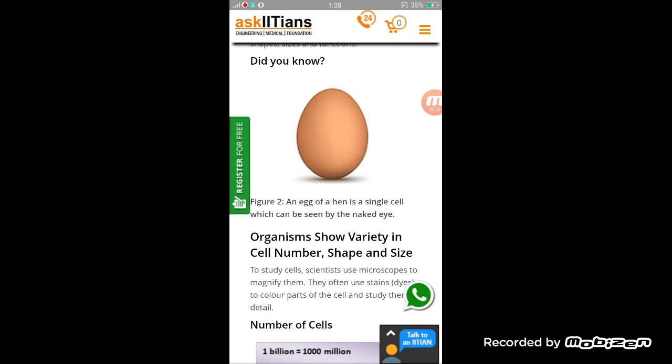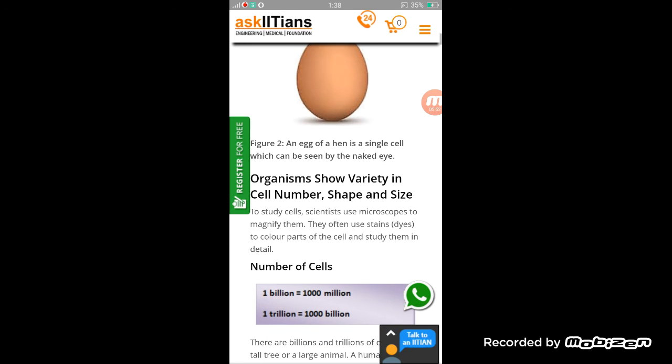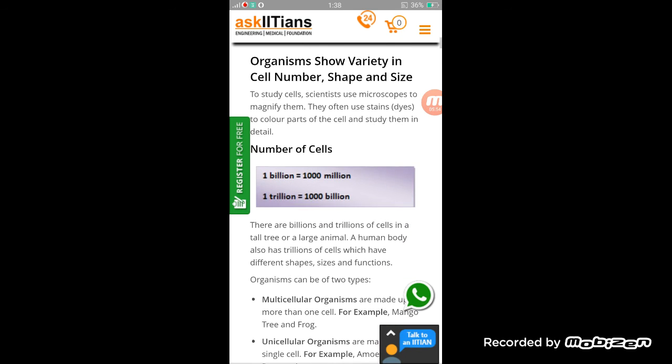So here is "Did you know?", as I have told you, we will get extra knowledge from here also. This figure is an egg of a hen. It is a single cell which can be seen by the naked eye, meaning the unaided eye without a microscope. It is the only cell which can be seen with the naked eye.